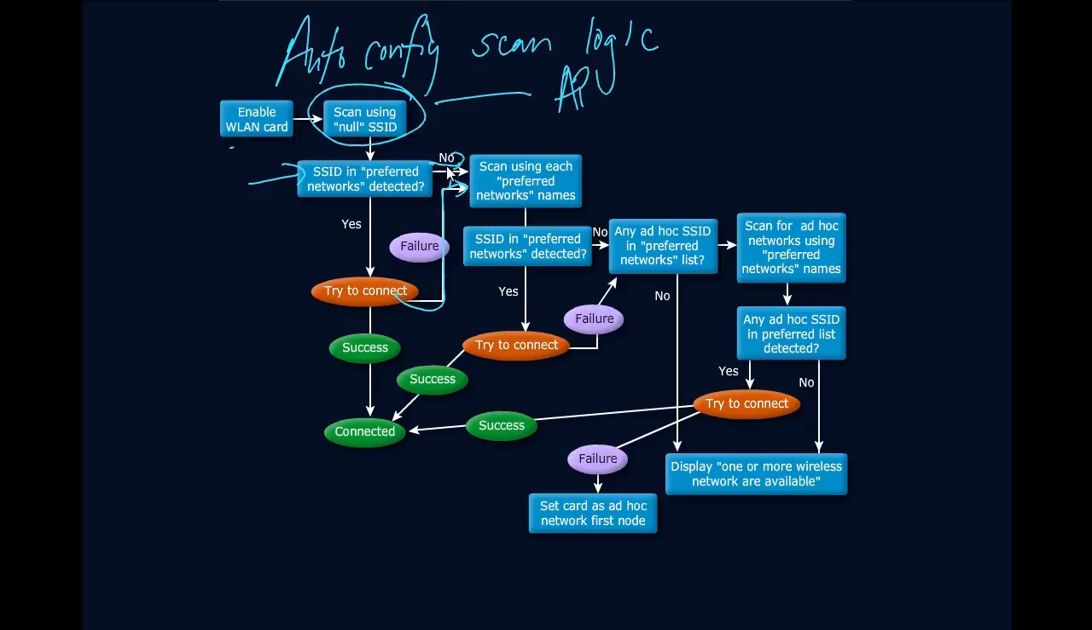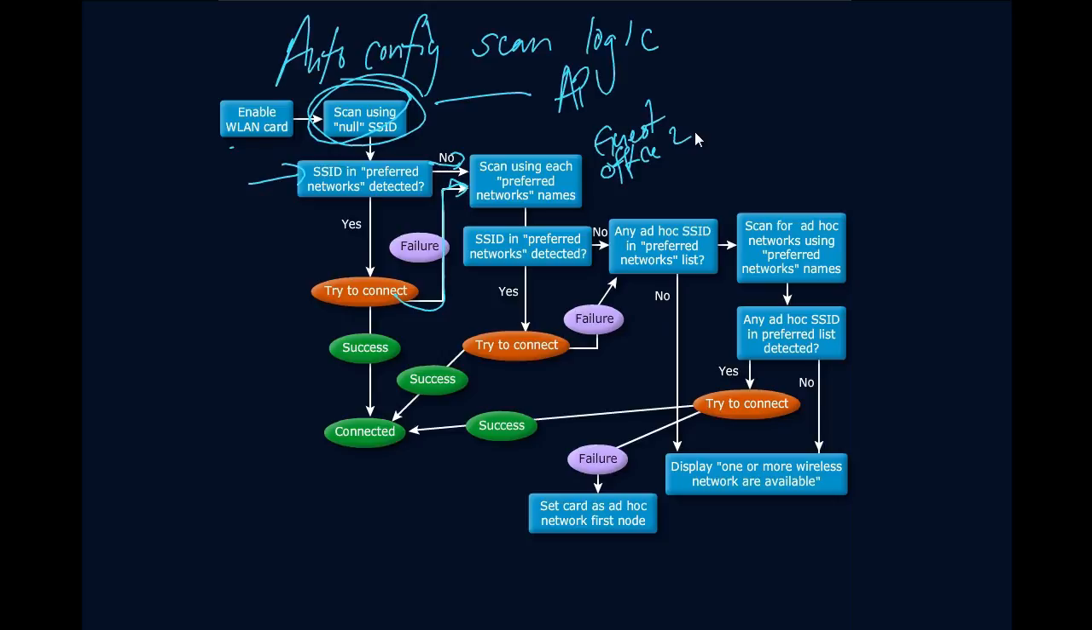So we're going to scan using each preferred network's name. So now, if the AP is set to not respond to this null broadcast, we're actually going to scan for it specifically. Okay, I'm going to start putting in the preferred network name. So if guest was one of my preferred network names, or office 2, I think, was from the last slide as well, we're going to actually use those two names and go after specific networks.